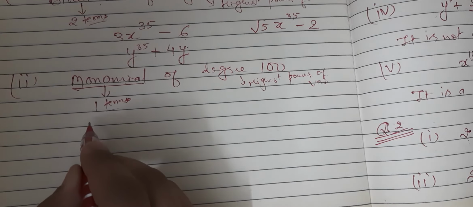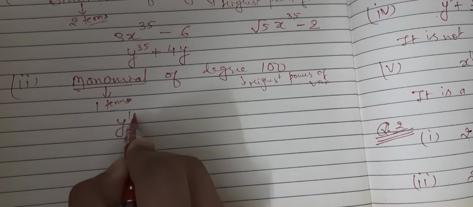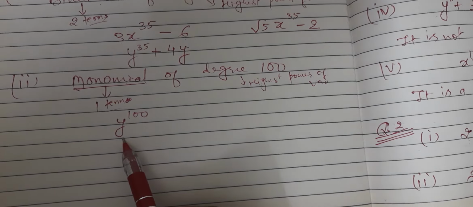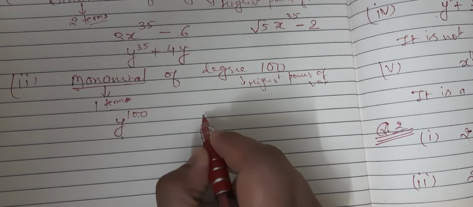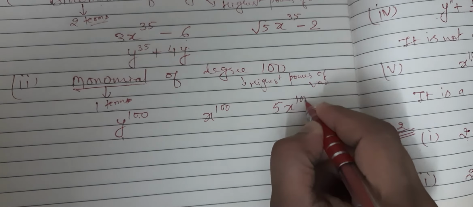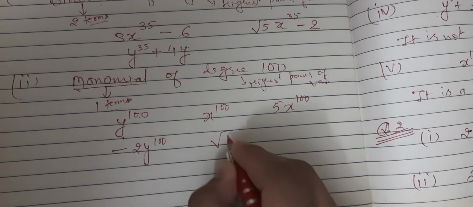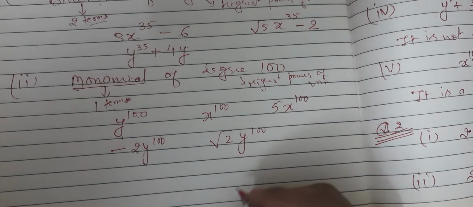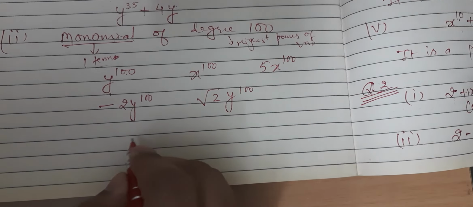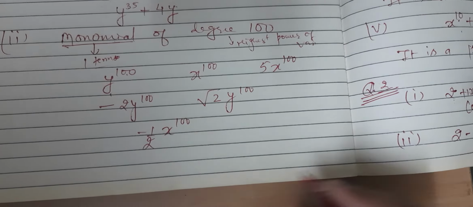Okay, expressions. We can write y raised to the power 100. Okay, one term and the degree is 100. Or we can write x raised to the power 100. We can write 5x raised to the power 100. We can write minus 2y raised to the power 100. We can write root 2y raised to the power 100. Okay, we can write minus 1 by 2 x raised to the power 100.